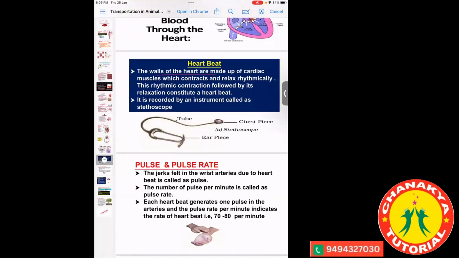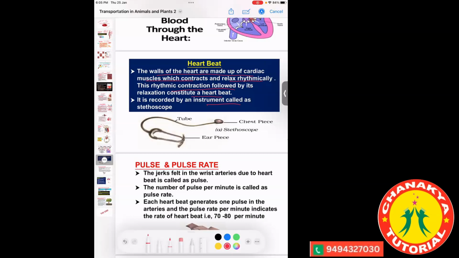The next one, heartbeat. The walls of the heart are made up of cardiac muscles. The cardiac muscles help the heart contract and relax rhythmically, and because of this, it constitutes the heartbeat. So heartbeat is basically the rhythmic contraction followed by relaxation. And it is recorded by an instrument called a stethoscope. You might have seen doctors using this stethoscope to know your heartbeat.